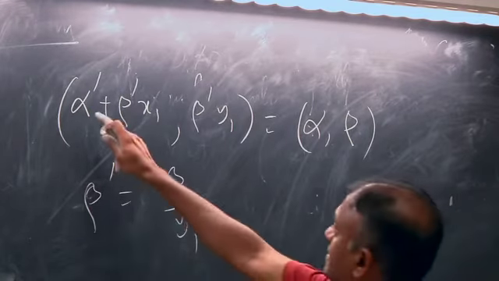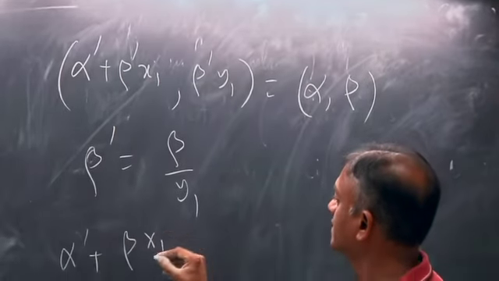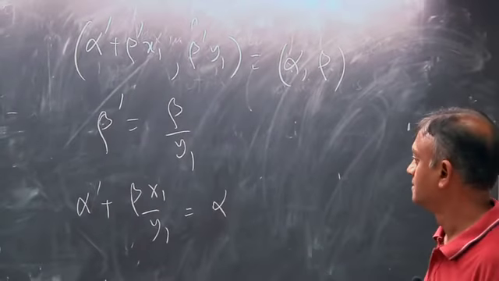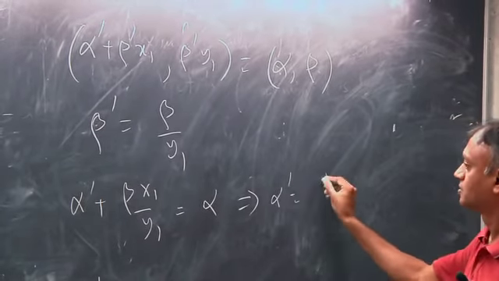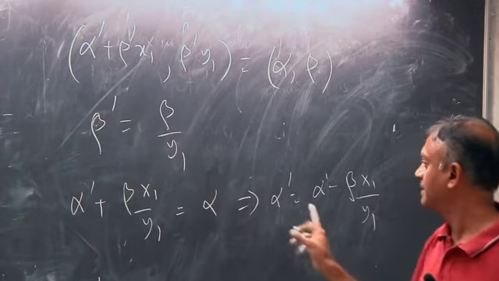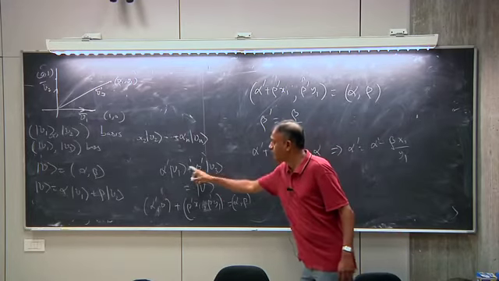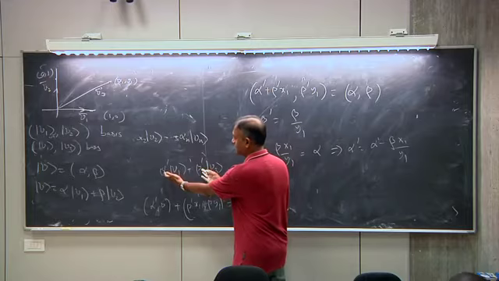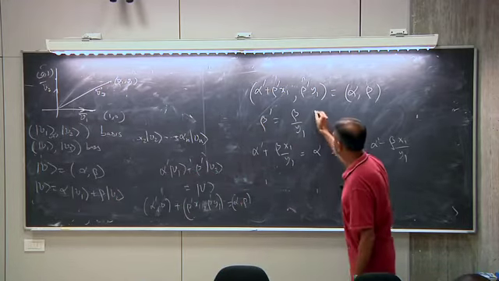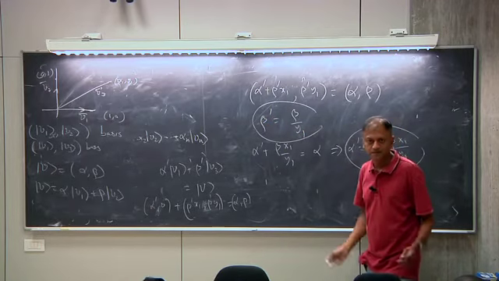Now I plug that into the second equation. So you get here alpha prime plus beta x1 divided by y1, substituting that, is equal to alpha. So this implies alpha prime is equal to alpha minus beta x1 divided by y1. So you see I found beta prime and alpha prime. That is what we were looking for, right? So V can be expressed as a linear combination of V1 and V3, except the coefficients are more complicated. Here the coefficients were simply alpha and beta. Here the coefficient beta prime is this here, and alpha prime is this here. It's more complicated, but nevertheless, it's right.